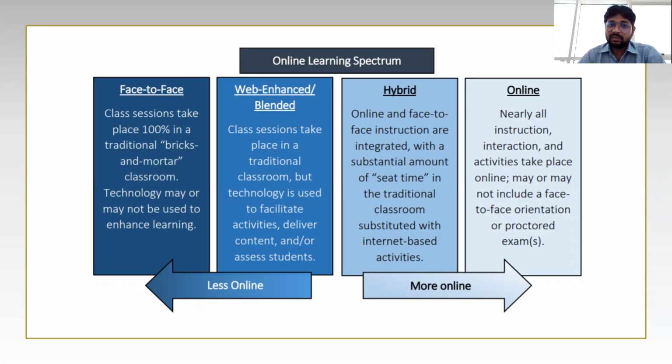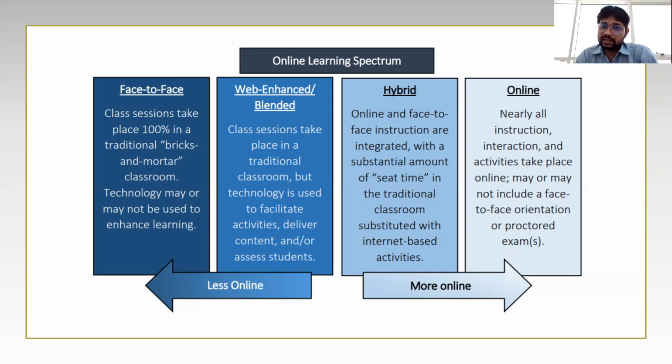Okay, so if the class session takes place in a traditional classroom, technology is used to facilitate activities, deliver content, or assess the students. This way, web enhanced means something face to face with web support, which is less online, and the other portion is more online. This is called hybrid. In hybrid, online and face-to-face instruction are integrated, with a substantial amount of seat time in the traditional classroom substituted with internet-based activities. And in the online portion, all the instruction, interaction, and activities are performed on a fully online basis, even evaluation also. So this is the hybrid portion.